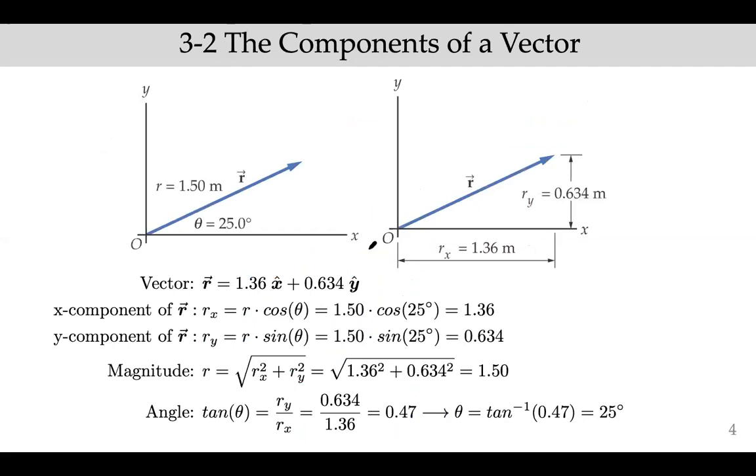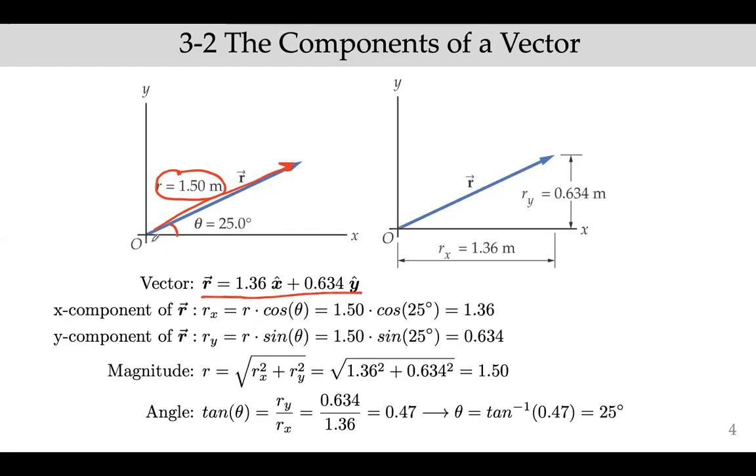Okay, so let's do some math. Let's say we are given this vector here, and also we are given this angle, 25 degrees. And the length of the vector, which we also call magnitude, is 1.5 meters. Okay, so it's possible to write this in this form.